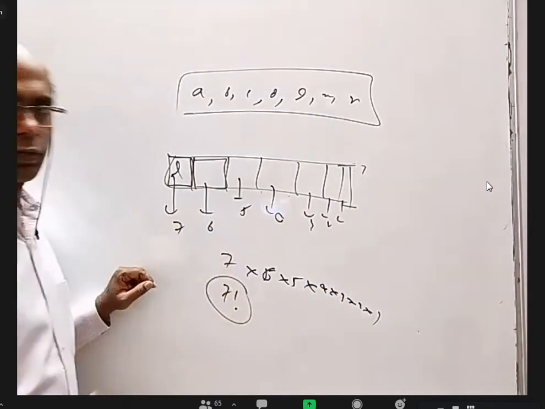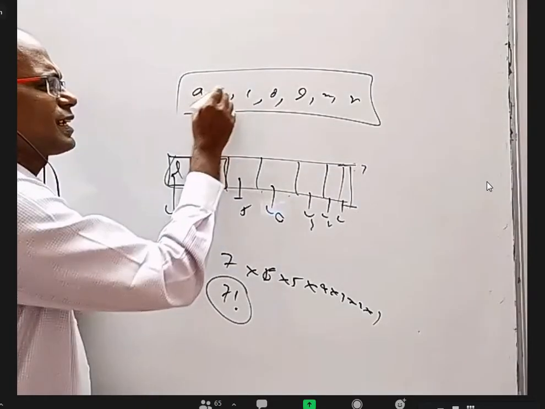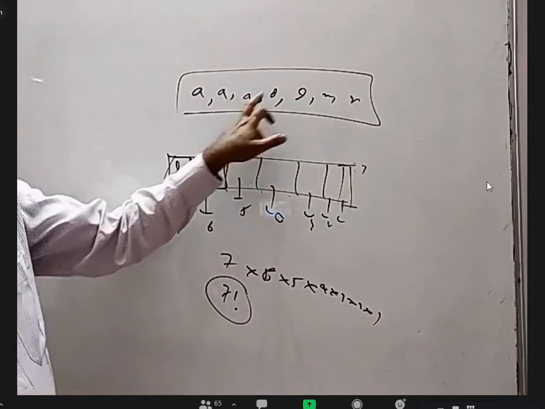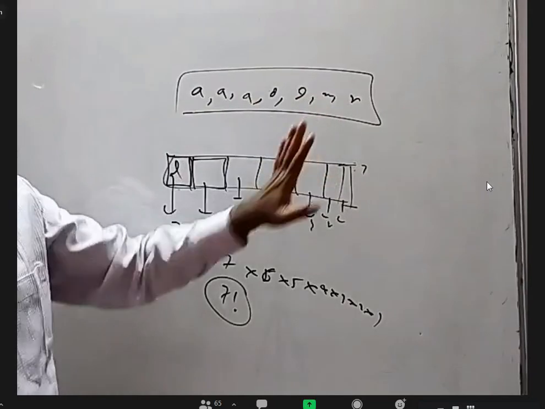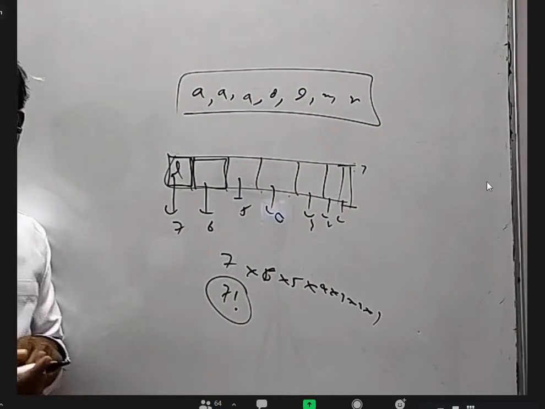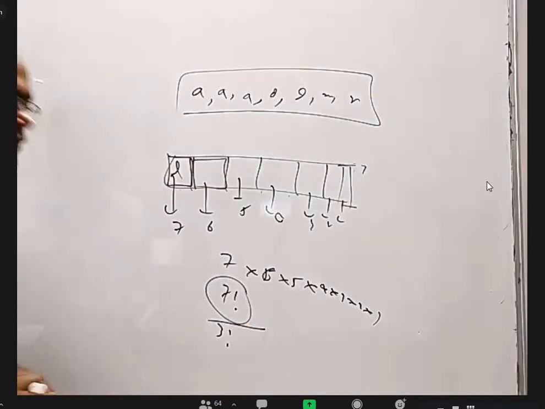That is 7 factorial. But what if I remove this B and write A, remove this B and write A. A 3 times and D, L, M, N. Total 7 places only. I have to fill it. Do you think still the answer will be 7 factorial? No, sir. It is 7 factorial by 3 factorial.